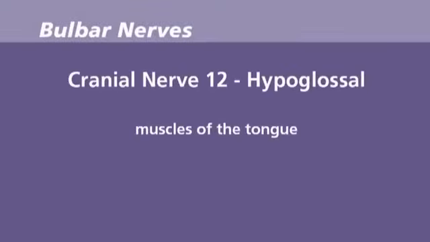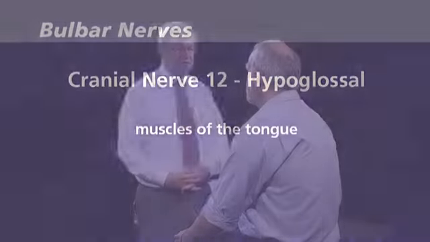The 12th nerve, the hypoglossal, innervates the motor supply to the tongue. I'm going to examine your tongue. Could you open your mouth for me? Could you protrude your tongue? Can you move it from side to side? Now can you push your tongue against my fingers? And can you do it on the other side, please? Thank you.